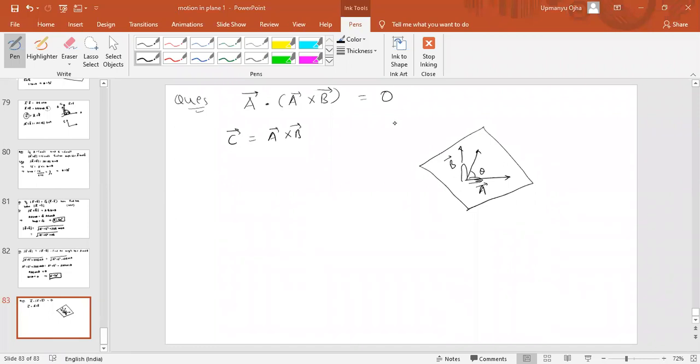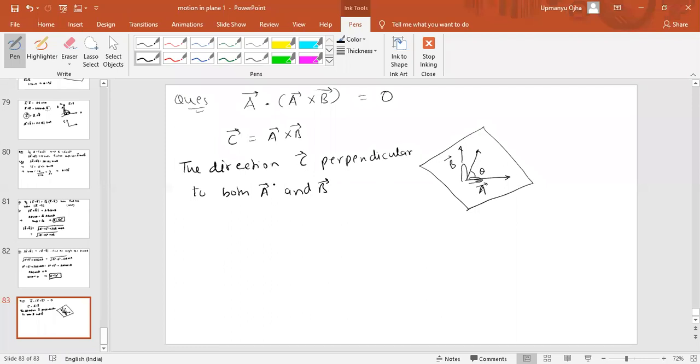Okay, k cap, yes. Which means the direction of... So from this right hand thumb rule, can I say that the direction of C vector is perpendicular to both A vector and B vector? Is this correct or not? The C vector will be perpendicular to both A and B.